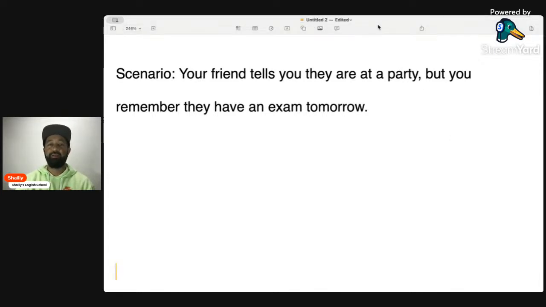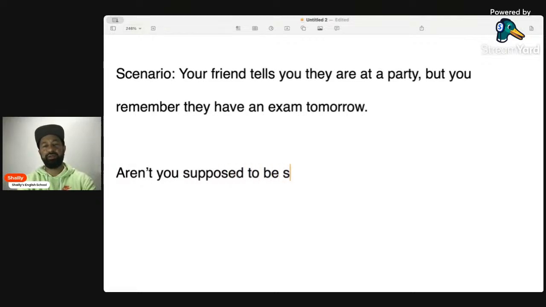All right, so maybe in this situation, I will be very surprised. Oh, what? You're at a party? You have a test tomorrow. So maybe I'll ask a question. Aren't you supposed to be studying? So here's a question. This equals you are not studying, but you should be studying. You should be studying. That should be your plan. So aren't you supposed to be studying?